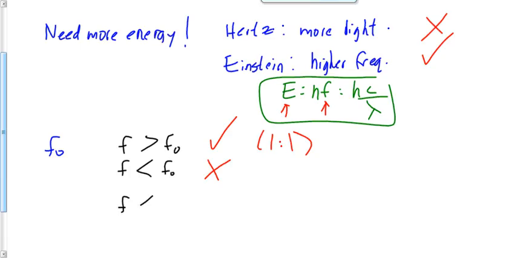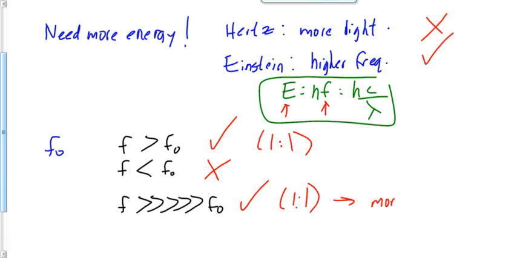What if we're way above the threshold frequency? So the frequency isn't just above the threshold frequency, it's way above the threshold frequency. We're still going to get electrons ejected in a 1-to-1 ratio. But what do we know about those electrons? What's special about those electrons that are ejected still as a 1-to-1 ratio, Hugh? They're more energetic. They're going to have more energy. They're going to be moving faster.